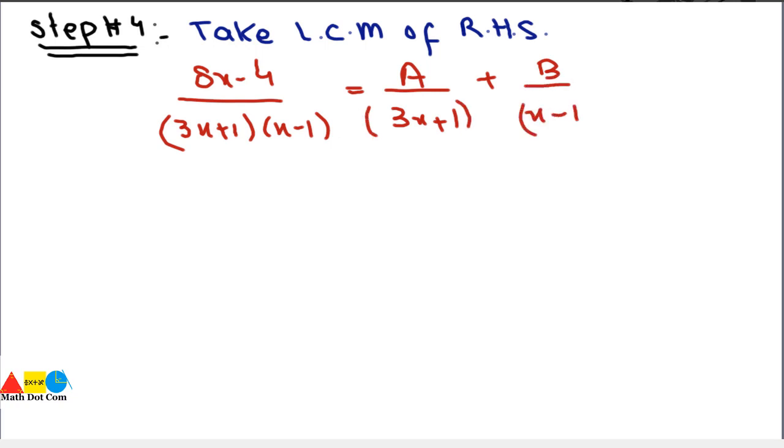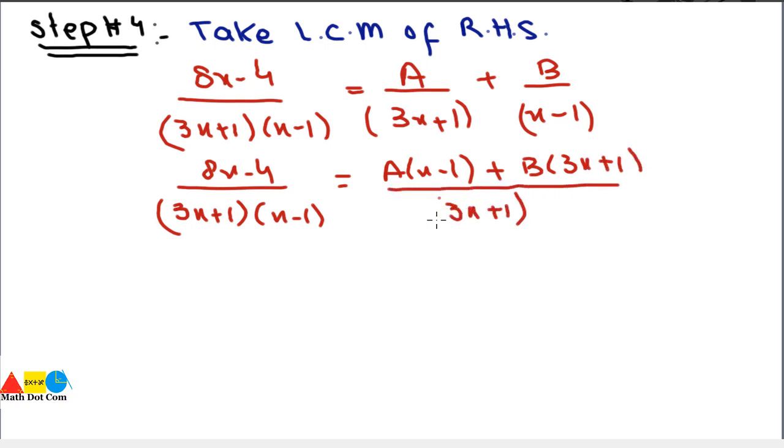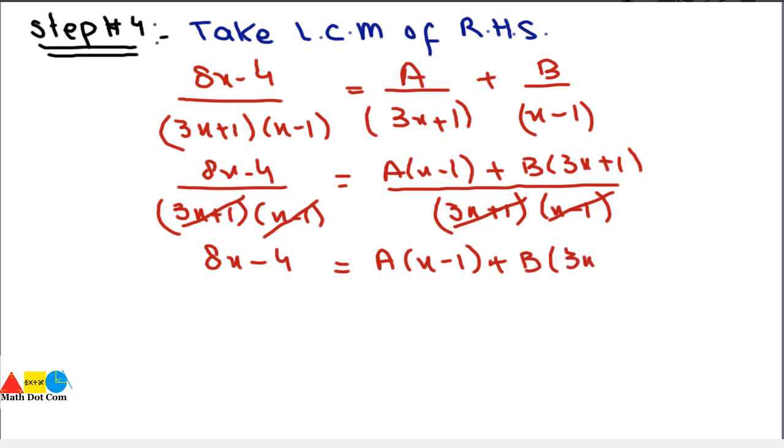So according to step 4, you have to take the LCM of only the right hand side. So I'll write it as equals to a into x minus 1 plus b into 3x plus 1, divided by 3x plus 1 and x minus 1. Now we have to cancel the 3x plus 1 and x minus 1, as if we multiply both sides by 3x plus 1 and x minus 1, it will be cancelled out. The final equation we get is 8x minus 4 equals a into x minus 1 plus b into 3x plus 1. So we will call it equation number 2.